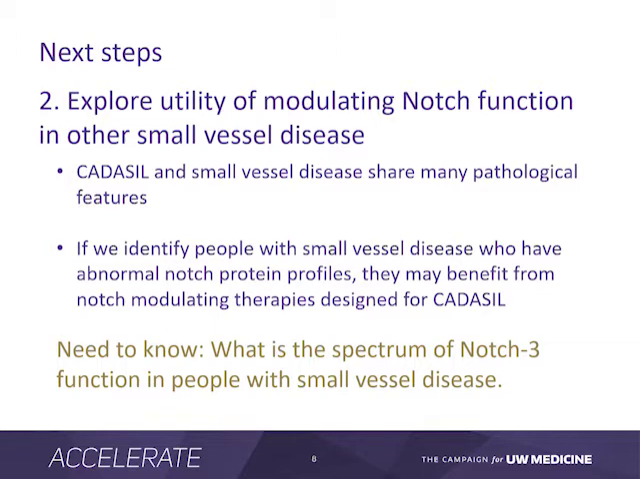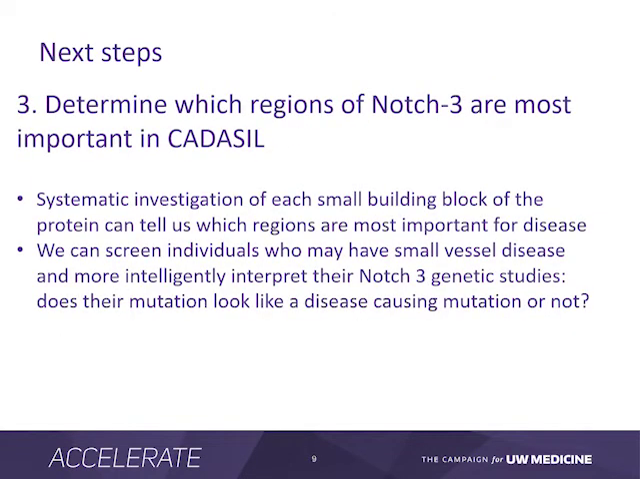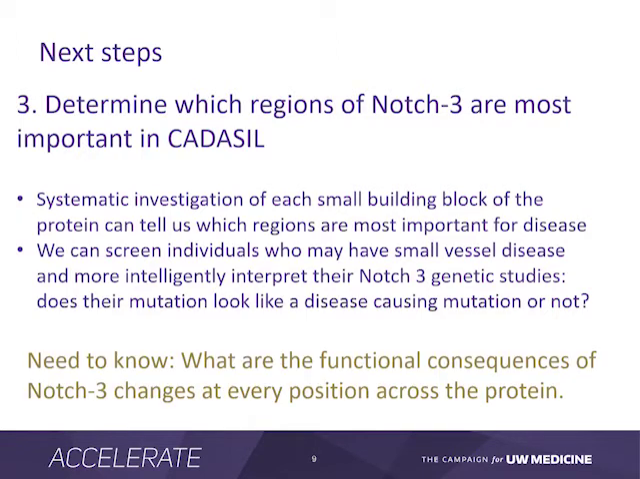So what we need to know is, what is the spectrum of Notch3 function among people with all types of stroke diseases? And then lastly, we need to know what regions of the protein are particularly important, right? Is it all or not? So we need a systematic investigation of each small building block of the protein, which can then tell us which region is particularly important in causing disease. So we can screen individuals who may also have small vessel disease and then more intelligently interpret their Notch3 variant.